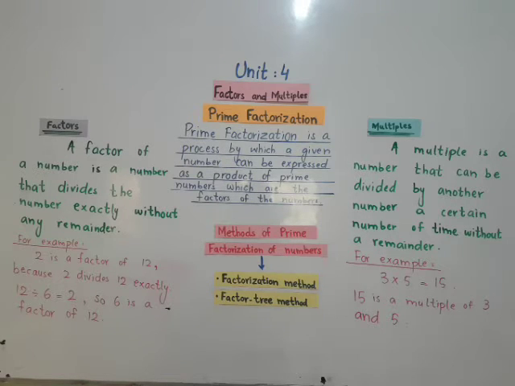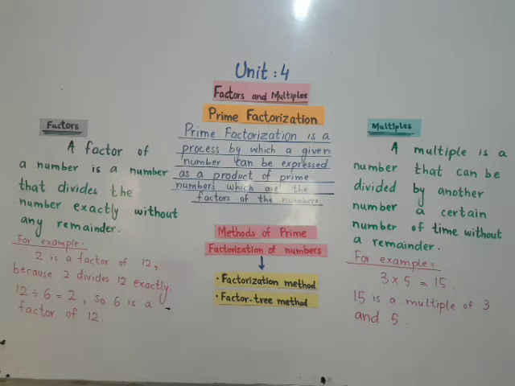Before starting the exercise, let's review some of the definitions which you studied in the previous lectures: what are factors and what are multiples. A factor of a number is a number that divides the number exactly without any remainder. For example, 2 is a factor of 12 because 2 divides 12 exactly. 12 divided by 6 is equal to 2. So, 6 is a factor of 12.